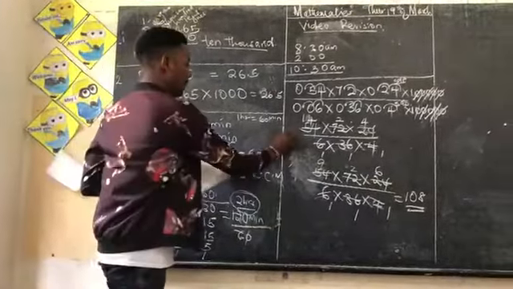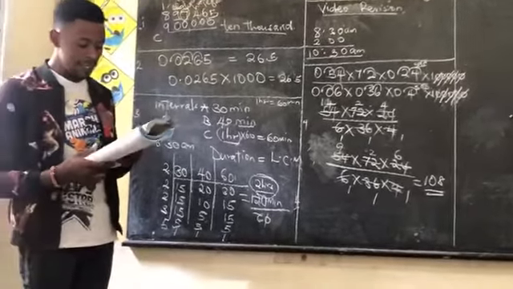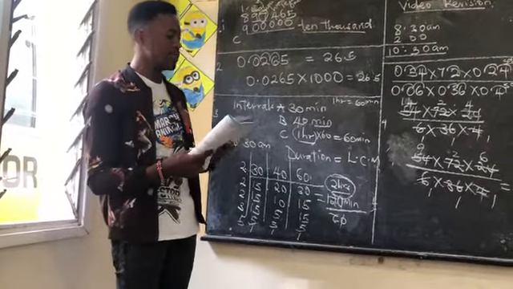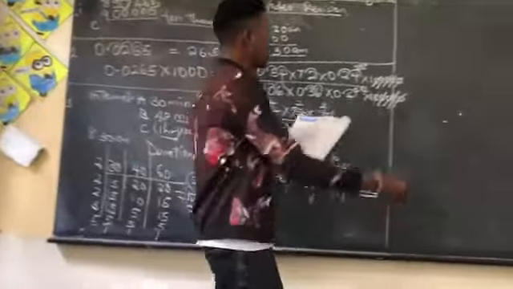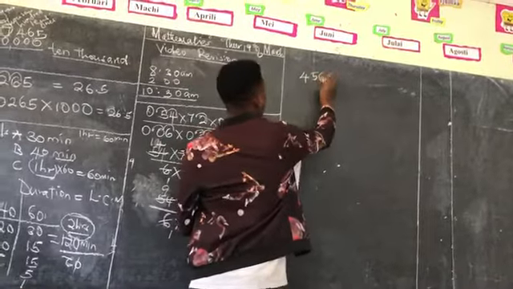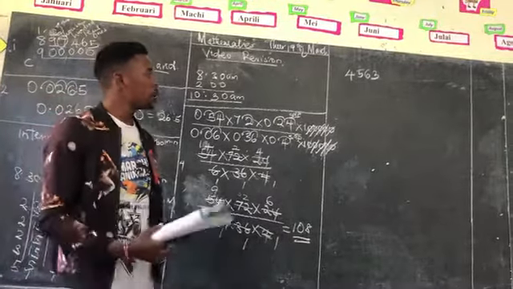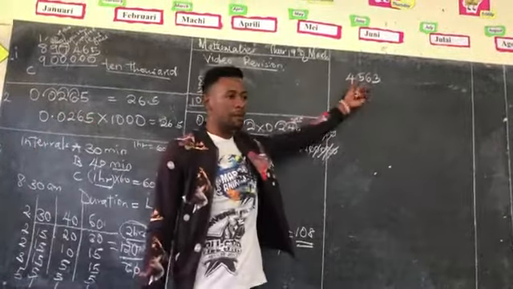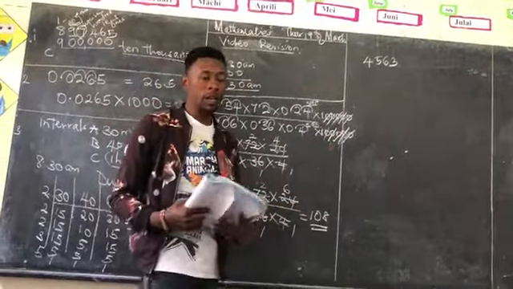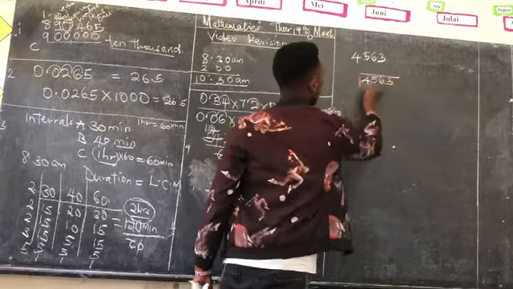That was number 4. Let's go to number 5. This was so easy. Number 5: what is the smallest number that can be added to 4,563 to make it divisible by 11? So I told you pupils, what you're supposed to do is first divide this number by 11, and then the remainder determines the number to add and the number to subtract. So this is 4,563, you divide by 11.